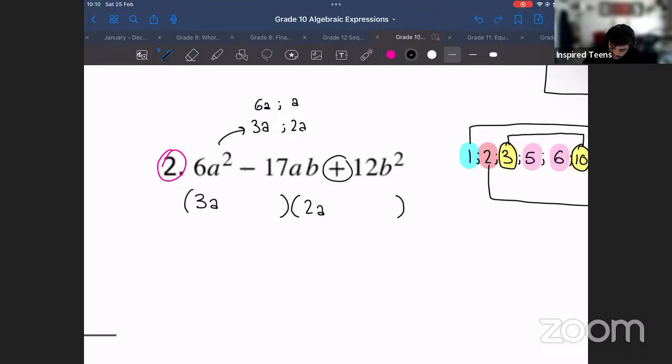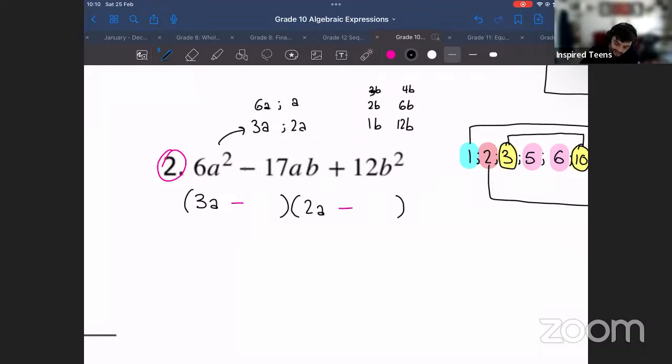Signs, this is great because the second sign is a positive. When the second sign is a positive, both take the first sign in the trinomial, so both are actually negative. That's nice, right? Thereafter, I need to consider the factors of 12b squared. Again, it's going to be b and b. So there's many. It's going to be 1b and 12b, 2b and 6b, 3b and 4b. I think that's all.